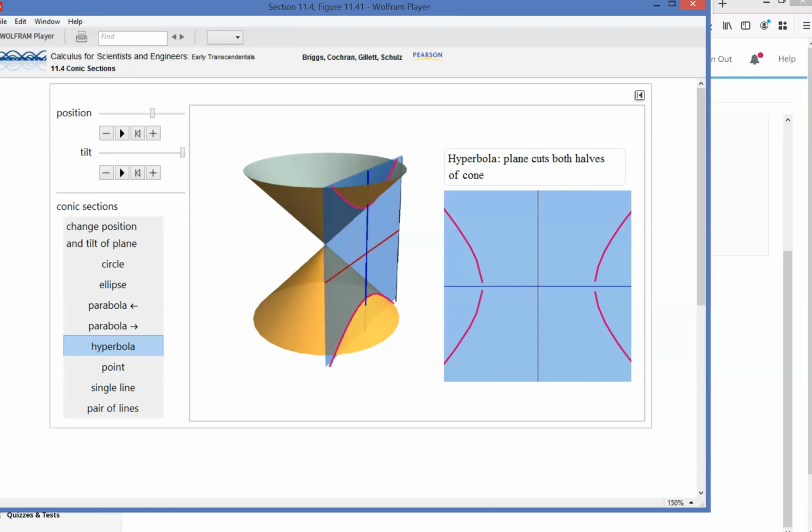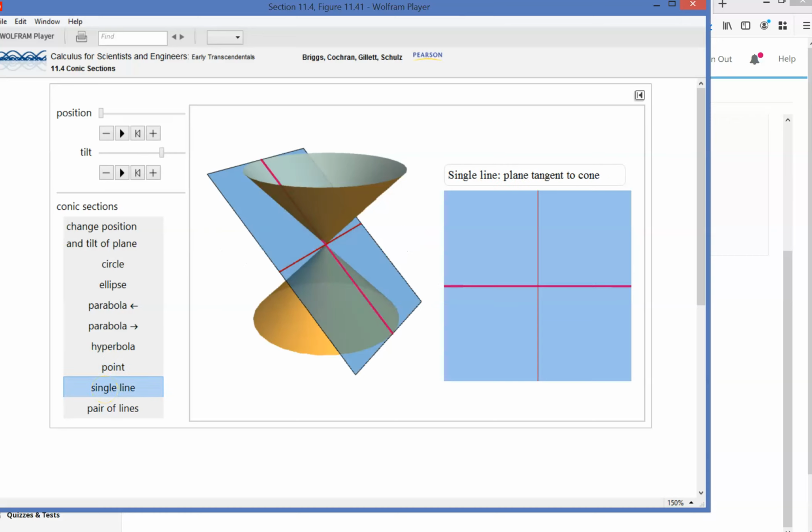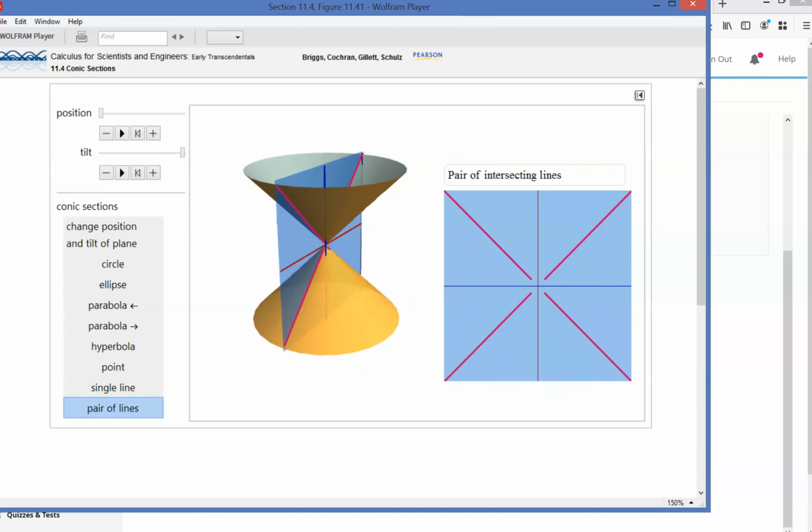Then there are three degenerate conics, they're called, where they're unusual cases. If you slice right at the point where the two pieces of the cone meet, you get a single point only. That's called a degenerate conic. And if you slice with the plane parallel to the side of the cone on both halves, then you get a single line rather than the parabola. And if you slice vertically, but right at the point where the two halves of the cone meet, you get a pair of intersecting lines rather than the hyperbola. Those are called degenerate conics.